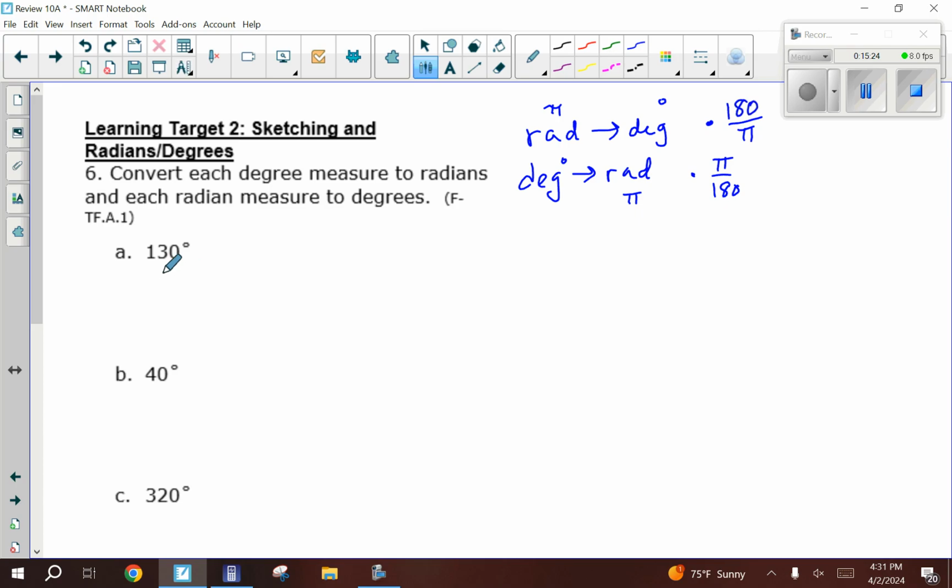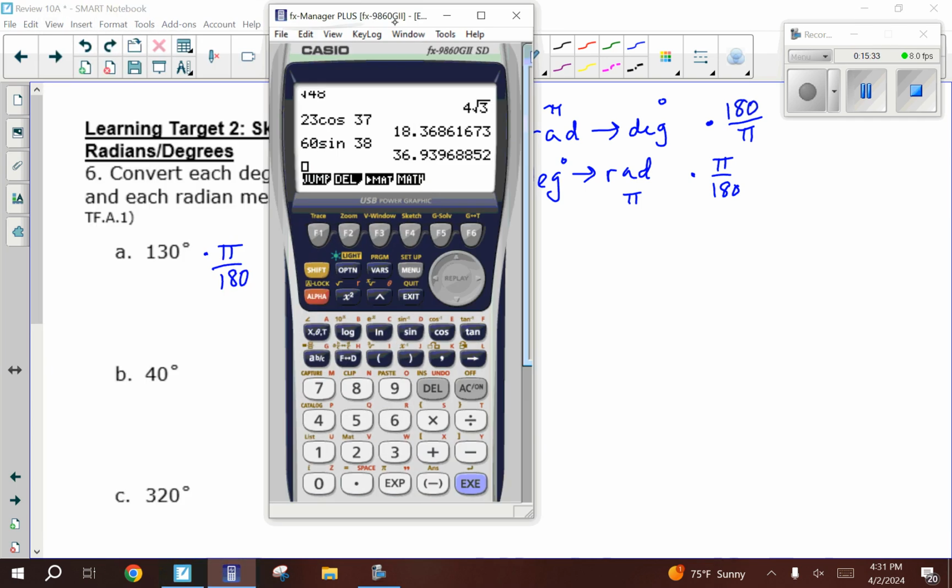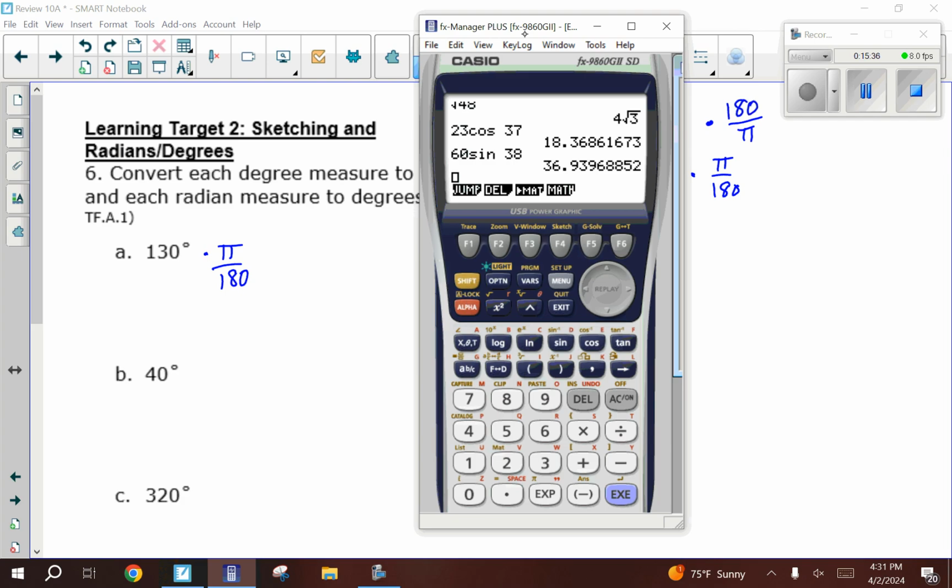So to convert this, we want to turn it from degree to radian. So we're going to have to multiply it by pi over 180. And then you can just put that in the calculator. So let's do 130 first. So we got 130 times the fraction, pi is shift exp, and then 180. So that would be 13/18 pi.